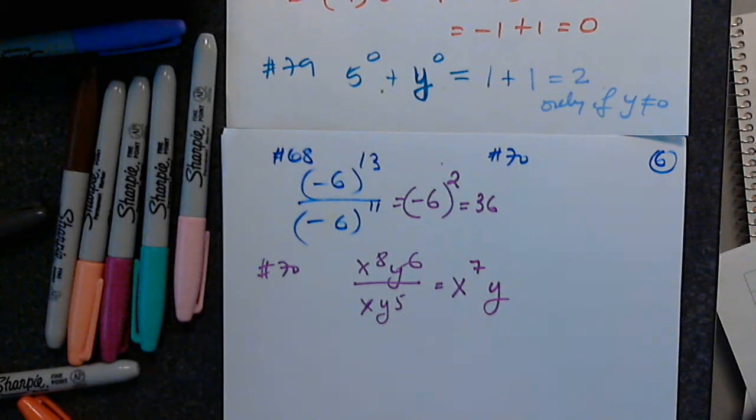From 6, you subtract 1. From the power of the numerator, which is 6, 6 minus 5, which is 1. Correct. So this is the final answer, right?